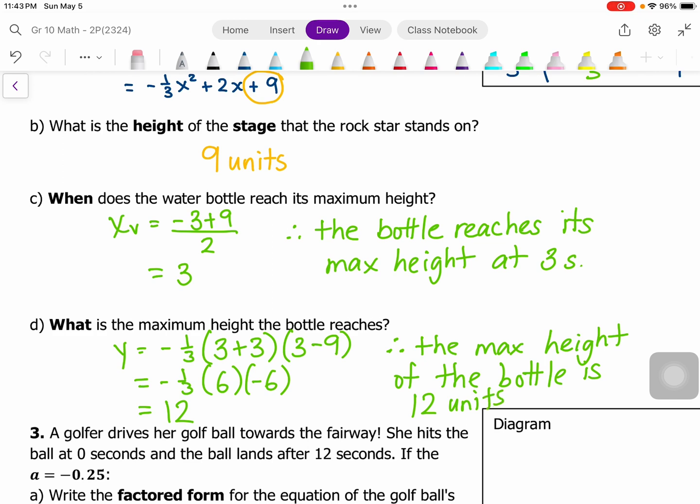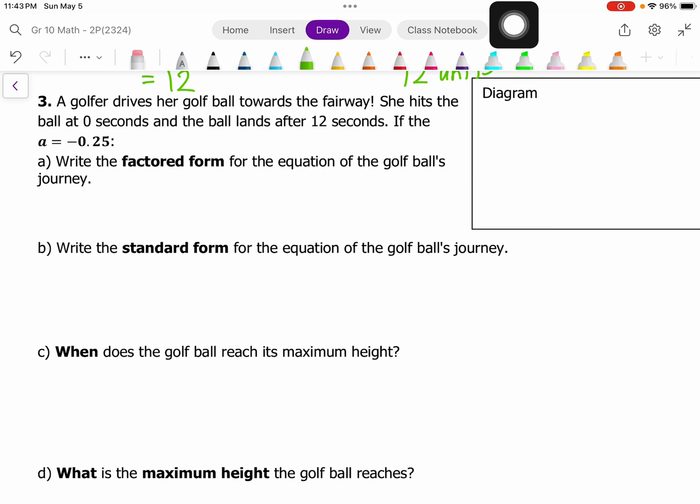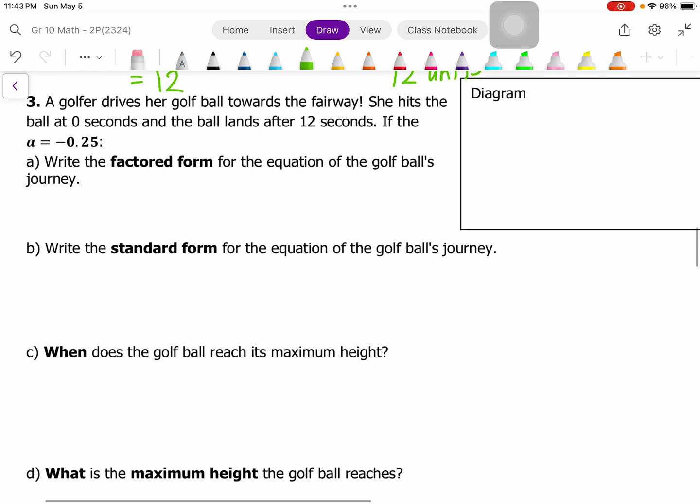All right, let's do one last question together here. So a golfer drives her golf ball towards the fairway. She hits the ball at 0 seconds, and the ball lands after 12 seconds. So she hits the ball here, goes up, and lands. So she hits the ball at 0 seconds, it lands 12 seconds later. And we know that our A is equal to -0.25. So we're going to write factored form. We have our two zeros and we have our A value.